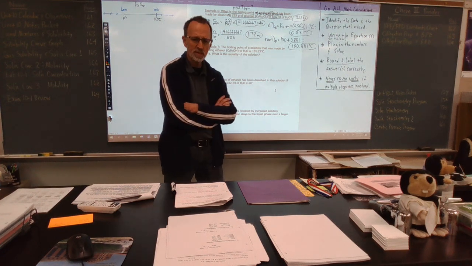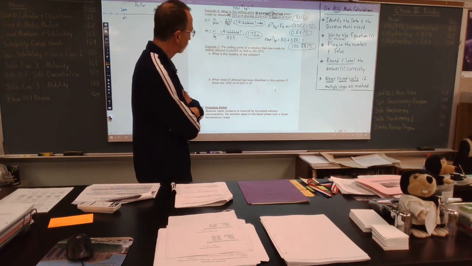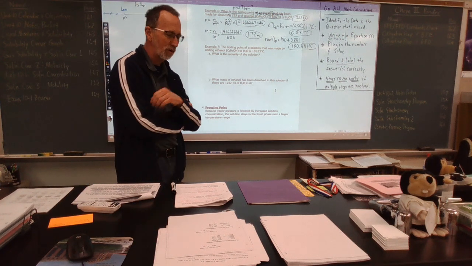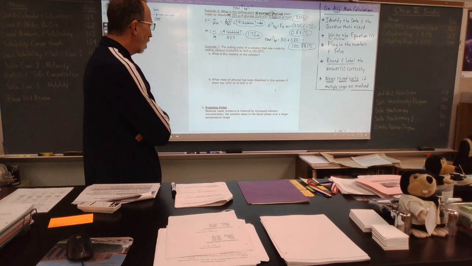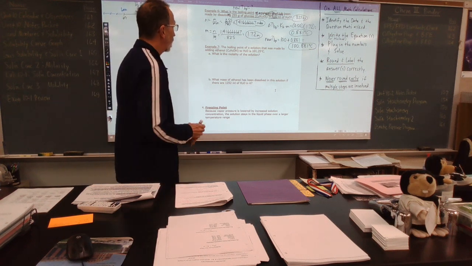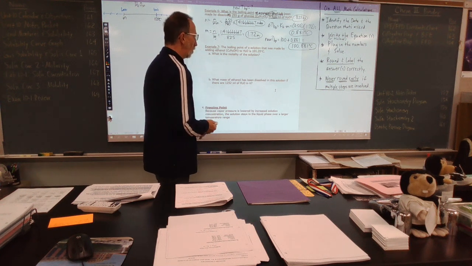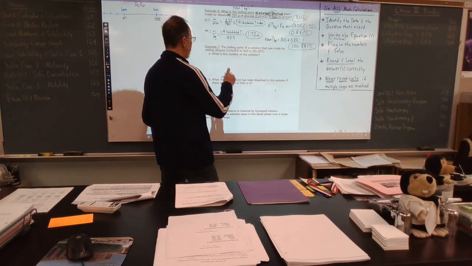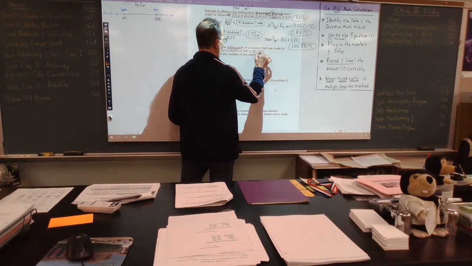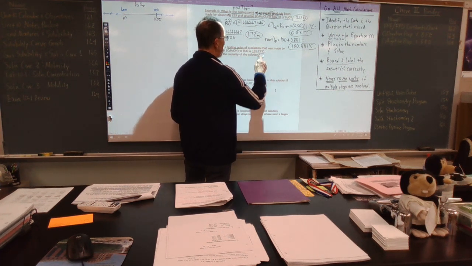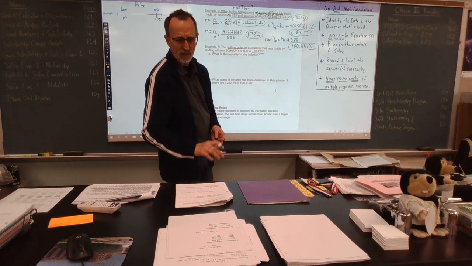So let's do the other example here. This one's a little different. We're actually going to kind of work backwards from what we did on the first one. So the boiling point of a solution that was made by adding ethanol to water is 101.25 degrees. So this is the boiling point of the solution, all right? Which means this is the new boiling point temperature.